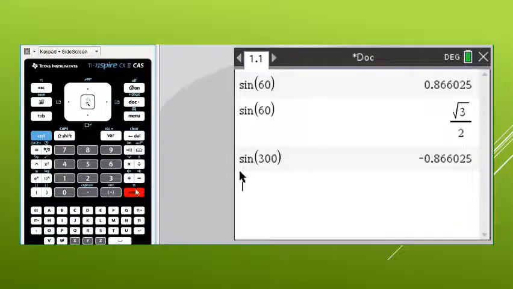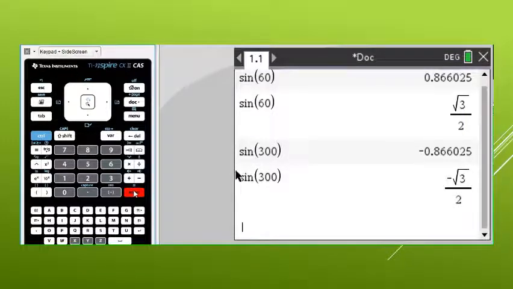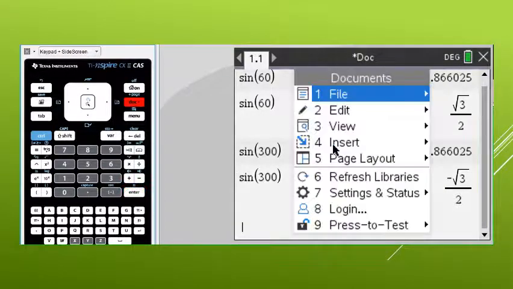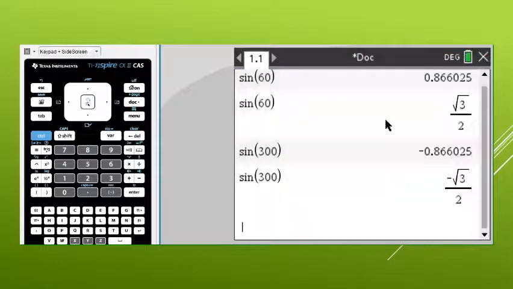Right, a bit of symmetry going here: 60 degrees and 300 degrees are very similar values. We need to work out the sine's negative in the fourth quadrant, that's why it's negative 0.866. Or if I just went Enter, I'd get negative root 3 on 2. Alright, more importantly, I want to talk about graphs in this one, so I'm going to go to Doc and insert a graphs page.